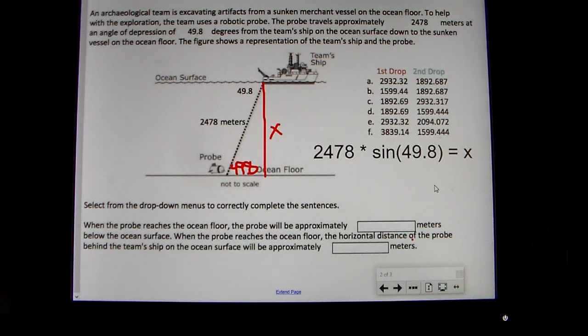We type that into the calculator, 2478 times sine of 49.8. And that will get you 1,892. 1,892 for our first drop down menu. I'll type that in so I don't forget. 1,892.68. So that's going to be our first little drop down menu.